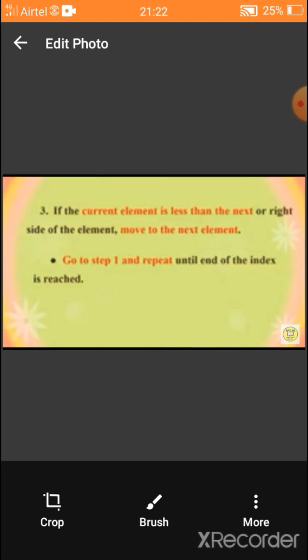This pseudocode is very much needed to write a definition for an algorithm. So when the bubble sort algorithm is asked in the question, you have to write what the bubble sort algorithm is and then write the pseudocode for it with the example.